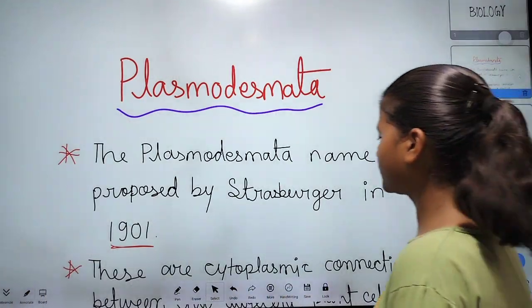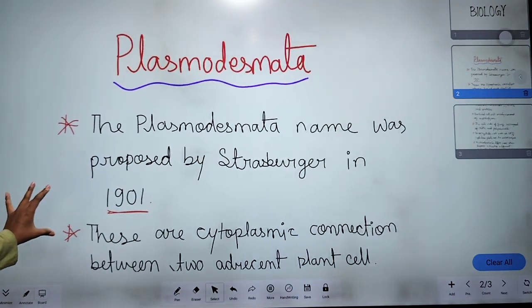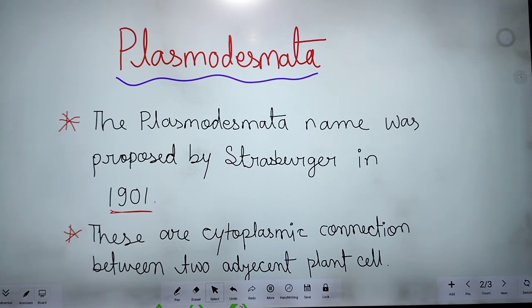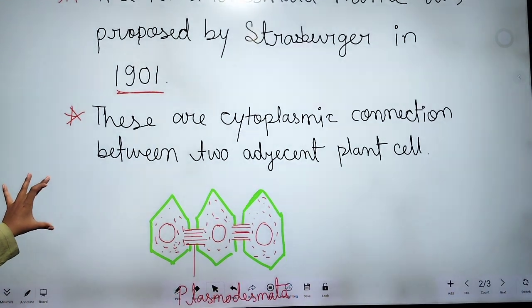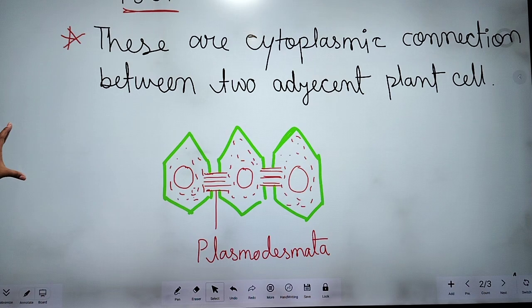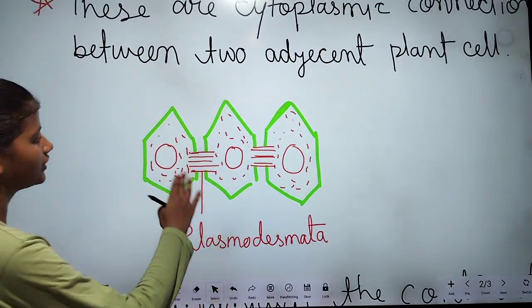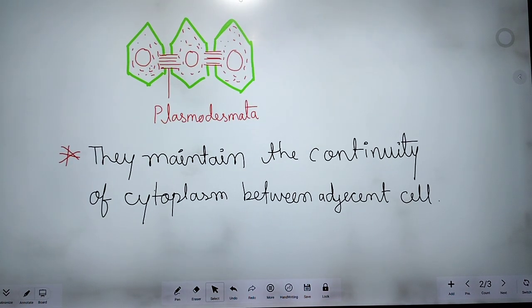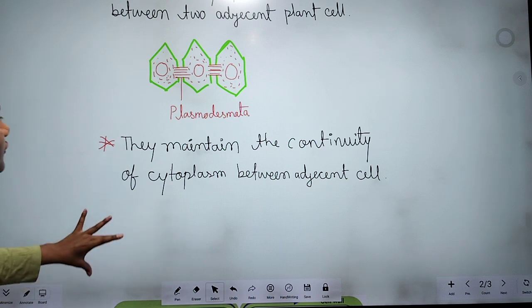So about the plasmodesmata. Okay, the name plasmodesmata was proposed by Strasburger in 1901. Okay, and they are cytoplasmic connections between two adjacent plant cells. After that, plasmodesmata help to maintain the continuity of the cytoplasm between the adjacent cells. Okay, now let's see a figure of the plasmodesmata.